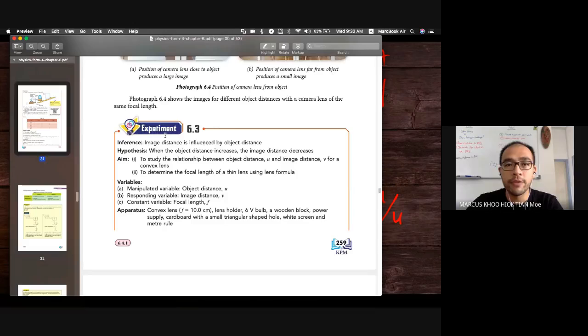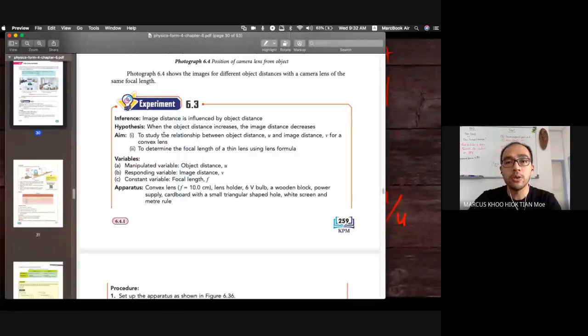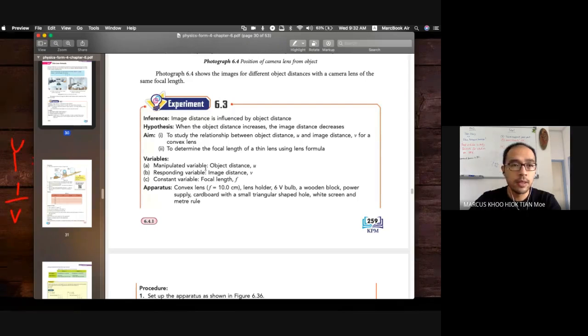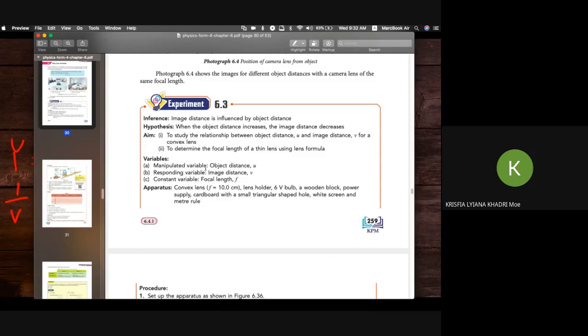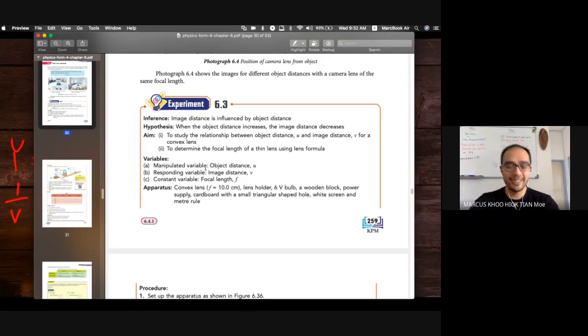Okay, page 259, I am now showing you the textbook on my screen. Can you see it? Can you see the textbook? Yes. Okay, thank you. So gentle, that yes.